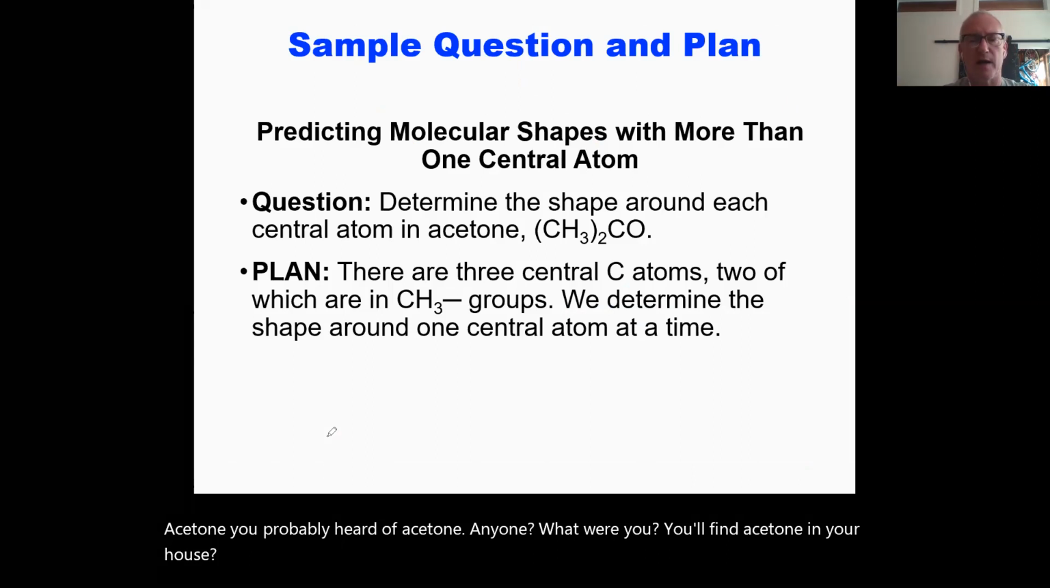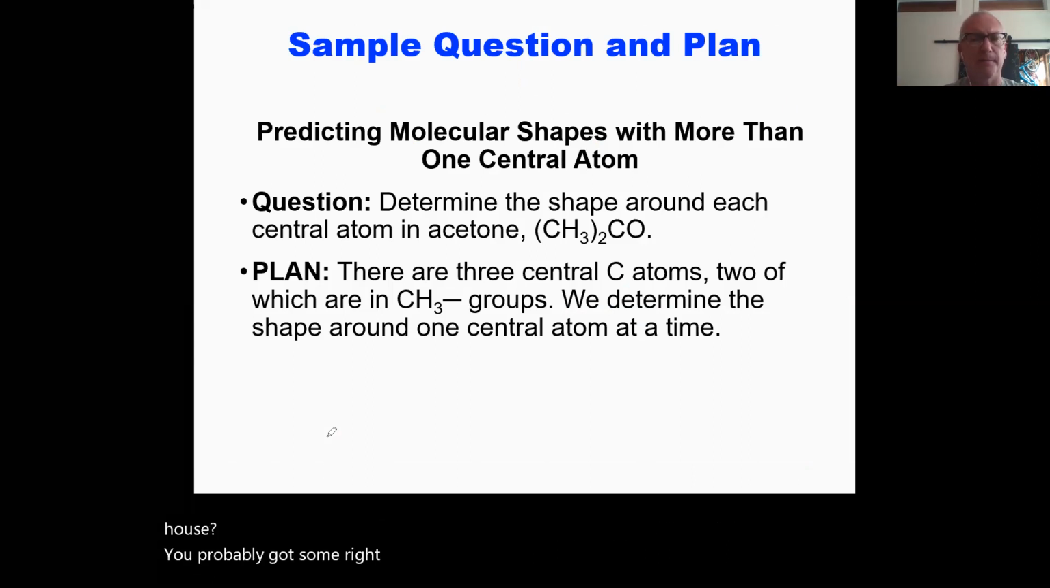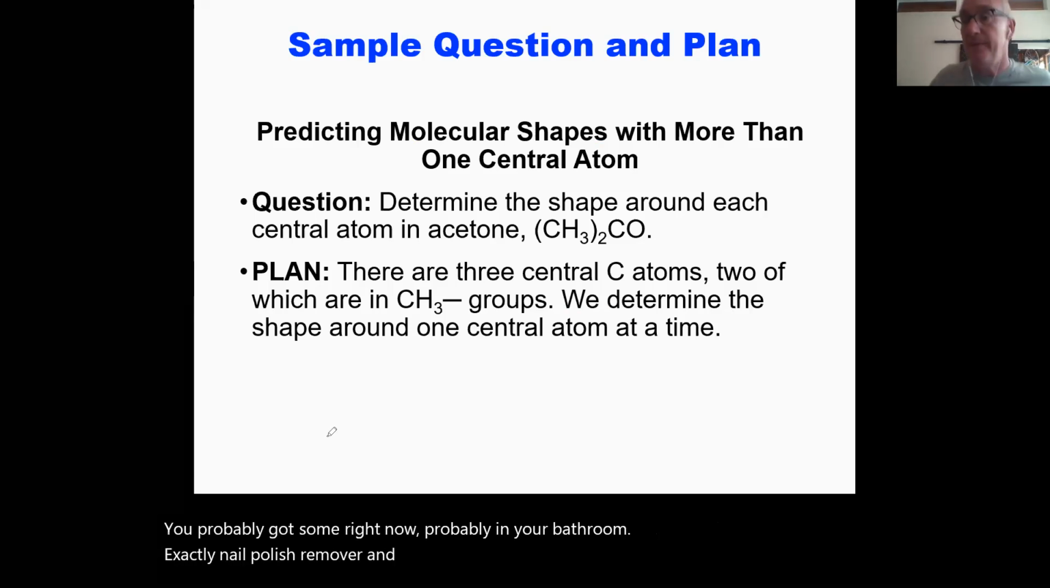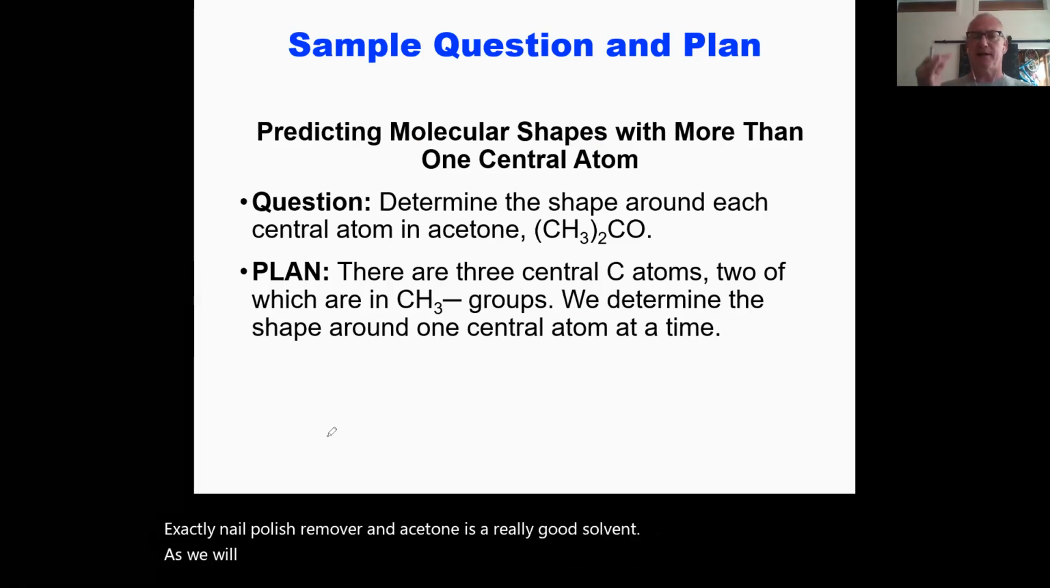You probably got some right now. Probably in your bathroom. Nail polish remover. Exactly. Nail polish remover. And acetone is a really good solvent, as we will see, because it has a polar side and a non-polar side.